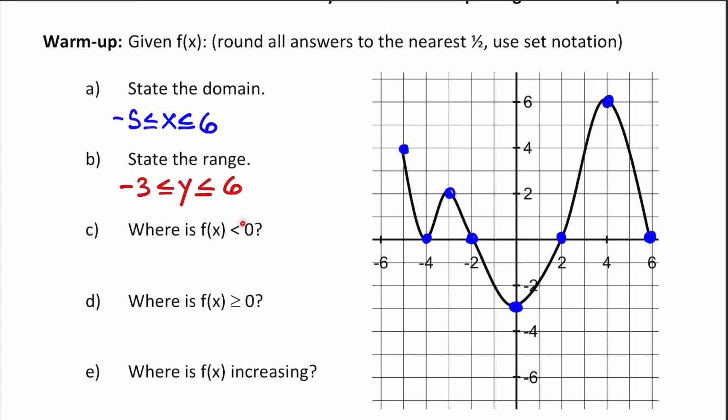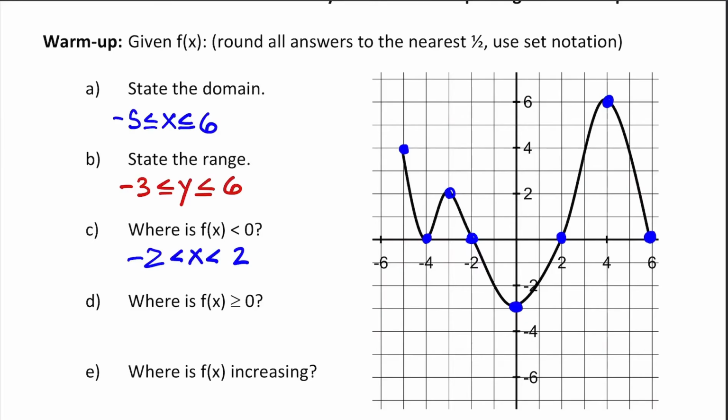Next, where is f of x less than 0? That means below the x-axis. All the pieces below the x-axis. Well, there's only one. And notice, if this was or equal to, it would be a lot more complicated because I have all these points that are or equal to. But it doesn't. It just says less than 0, so it's just this interval here, open circle in between. All right, so that's going to be -2 is less than x is less than 2.